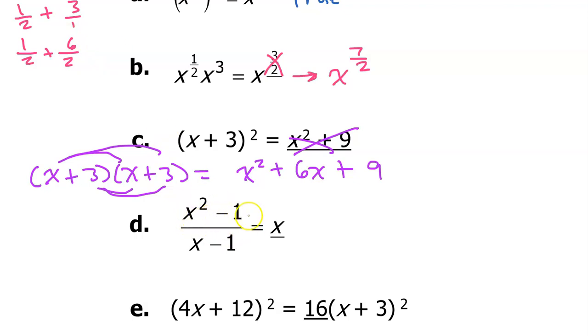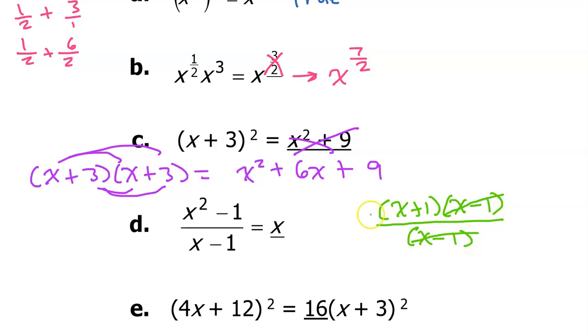Instead, you need to factor the numerator. So let's just continue this over here. So x squared minus 1, that's the difference of two squares. So this would be x plus 1 times x minus 1. In the denominator, we have the x minus 1, and then these will cancel each other out. So the result should be x plus 1. So I'll just squeeze this in right here. Now it is true.